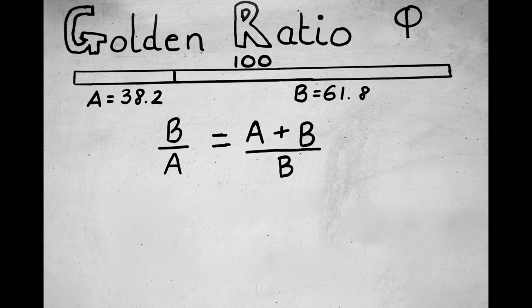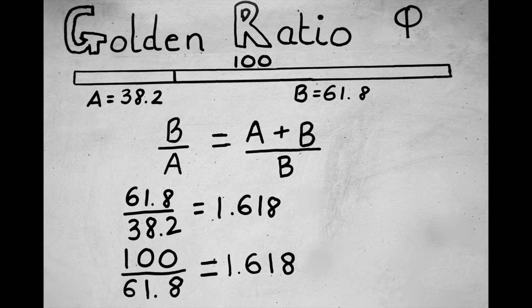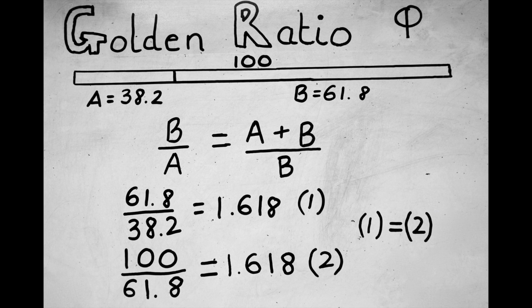So, B over A equals 61.8 over 38.2, which equals 1.618, and so on. (A plus B) over B equals 100 over 61.8, which equals 1.618, and so on. Call those two equations 1 and 2. 1 equals 2. This is another way to find the golden ratio.